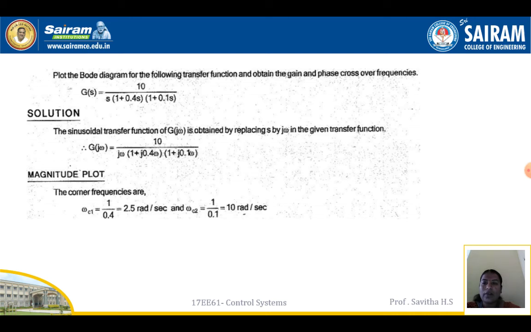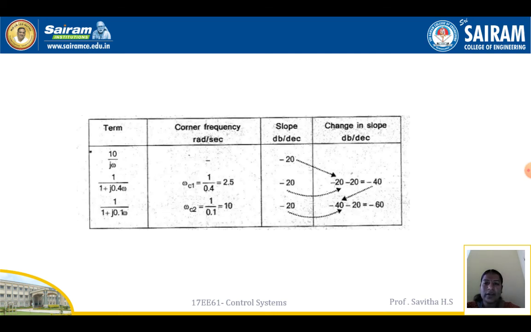For the magnitude plot, the corner frequencies are ωc1 equal to 1 by 0.4, that is 2.5 radians per second, and ωc2 equal to 1 by 0.1, that is 10 radians per second. The first term is 10 by jω, with no corner frequency, and slope is minus 20, so no change of slope. The next term is 1 by (1 plus j0.4ω), with ωc1 equal to 2.5. Since this term is in the denominator, the slope is minus 20. Adding this slope to the above slope, minus 20 minus 20, it is minus 40 decibels per decade.